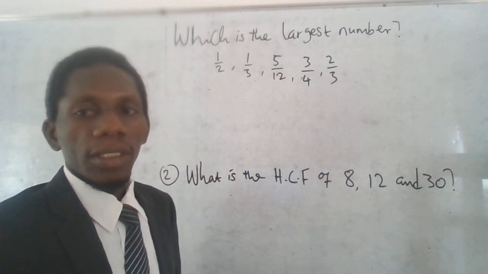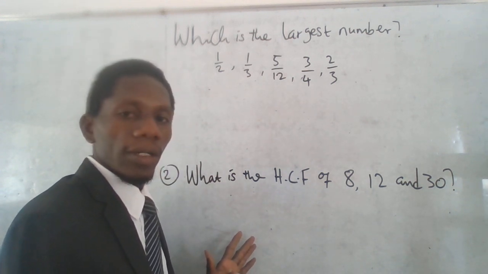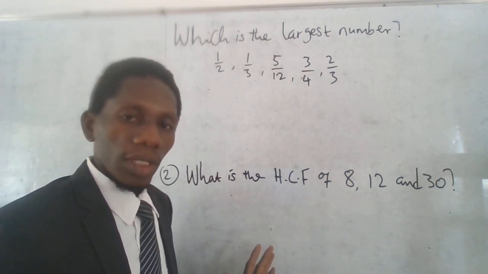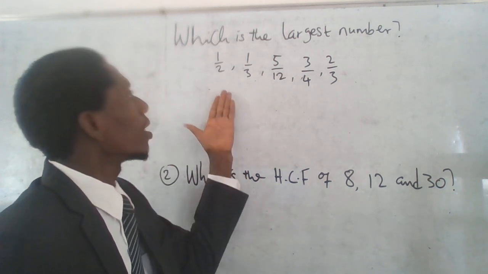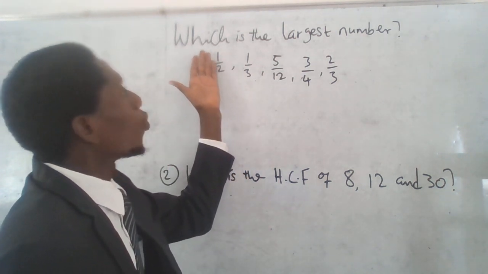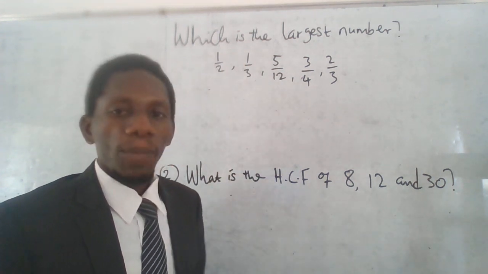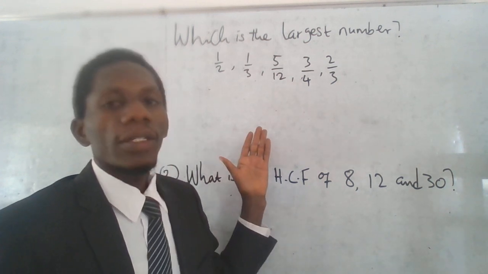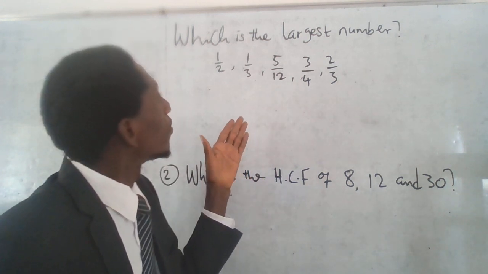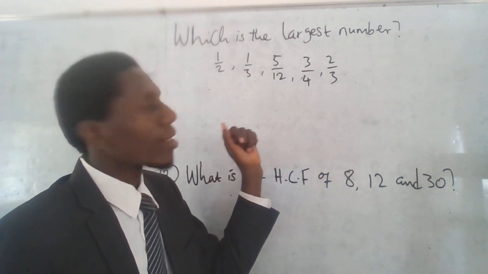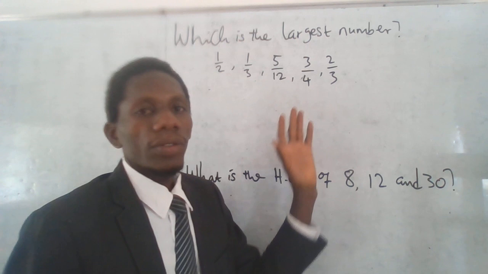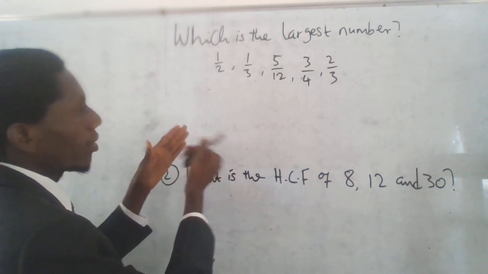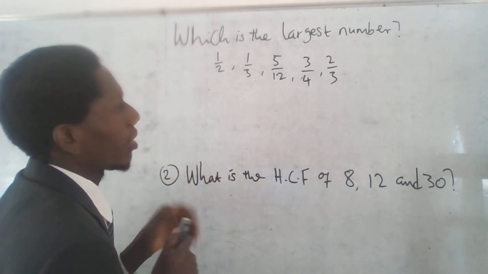Everybody is doing their best to contribute, so it really helps. So let's say here the question is: which is the largest number among 1 over 2, 1 over 3, 5 over 12, 3 over 4, and 2 over 3? Well, let's say this problem is not really very hard.